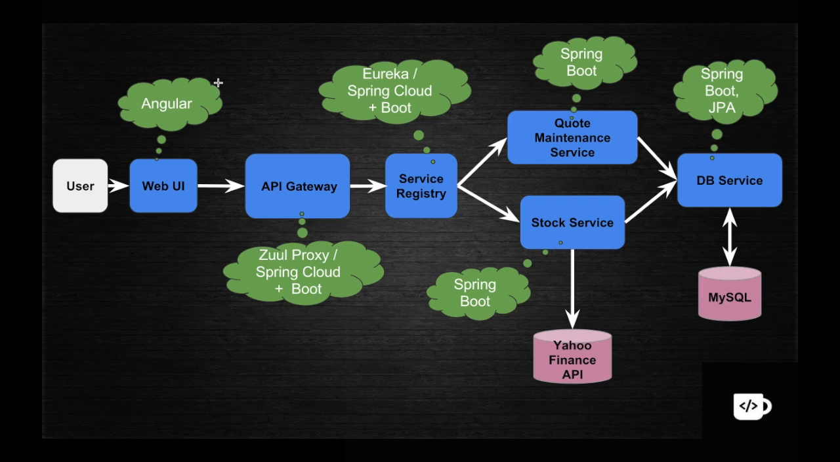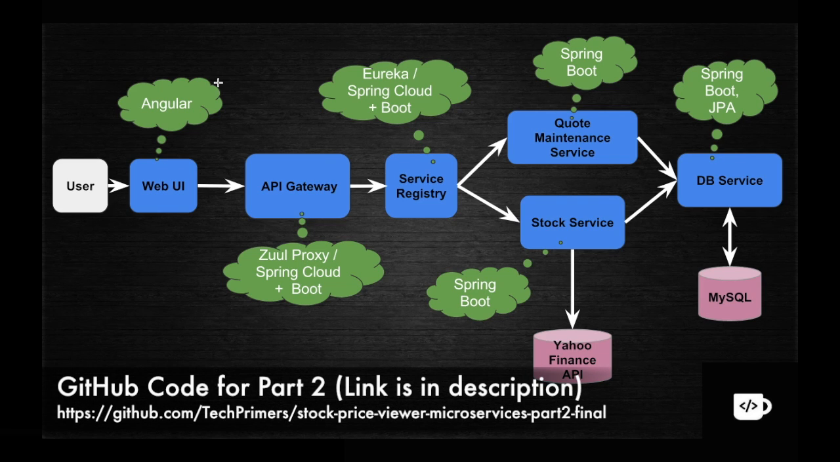In the previous video, we created a microservices design pattern for an application called Stock Price Viewer. With that application, we came up with a design for our microservices architecture, and we started developing microservices. We created the DB service, the stock service, and a service registry, which is the Eureka server, and then we had some issue with the Yahoo Finance API, so that is where we left off.